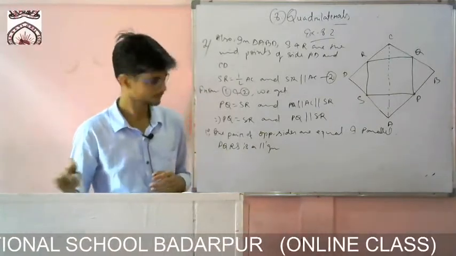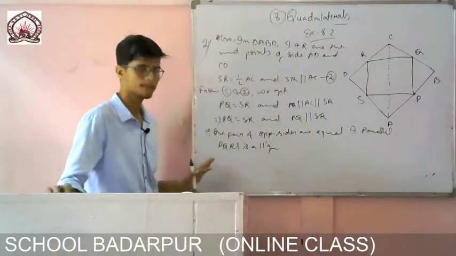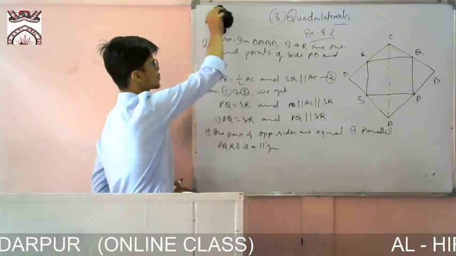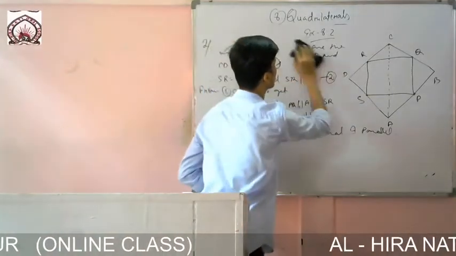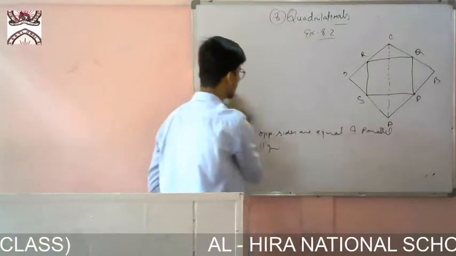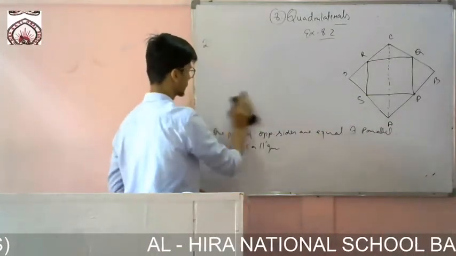Okay. So up to this much it is okay. We have proved that it is a parallelogram. Now I just have to show that the angle is 90 degrees, and we know that in a parallelogram, if each angle is 90 degrees, then it is a rectangle. Okay.